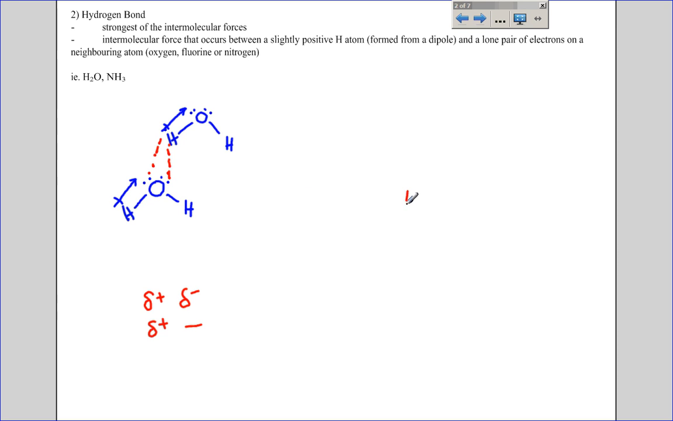Let's look at NH3. Okay. NH3 is also tetrahedral. It ends up being pyramidal in its geometry because of the lone pair of electrons. And when we check the polarity of this bond, we see that hydrogen is slightly positive.